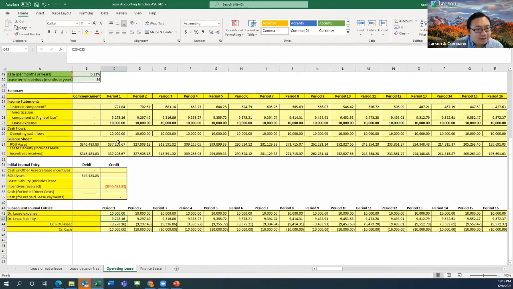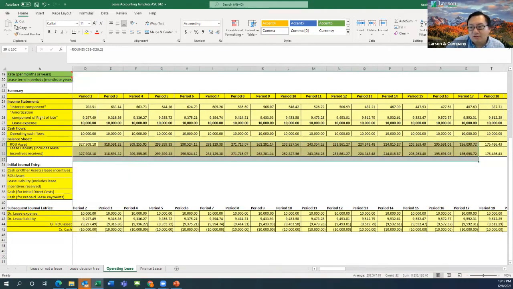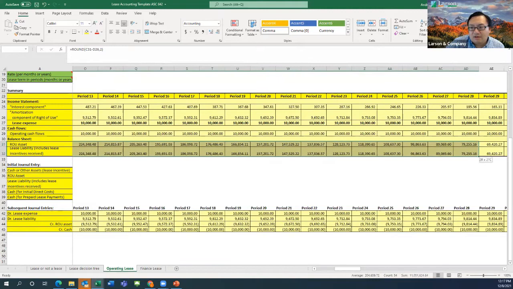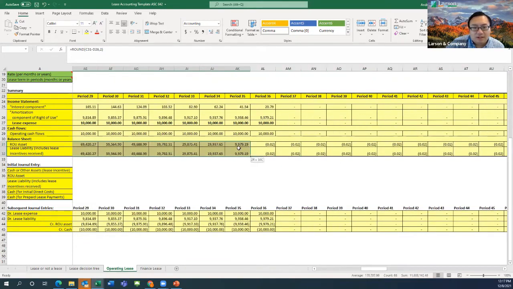So you can see that up here in period 1, when the interest component is $708.21, it's going to be flowing through the income statement at $10,000. Cash flow is also going to be $10,000 there as well, flowing through on our cash flow. And then the right of use asset will continue to decrease until there really isn't anything anymore by period 36.